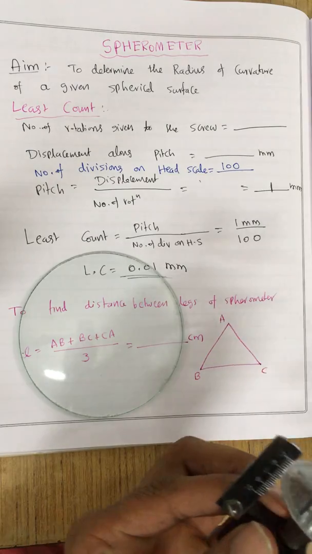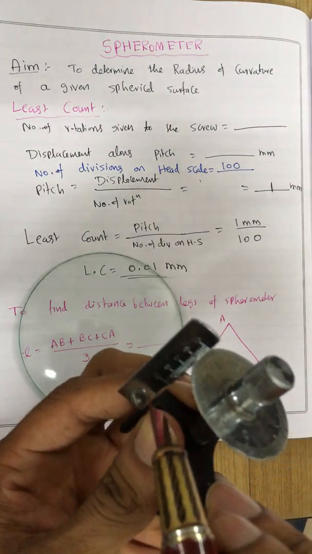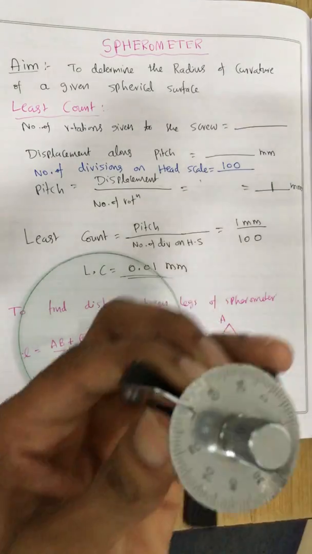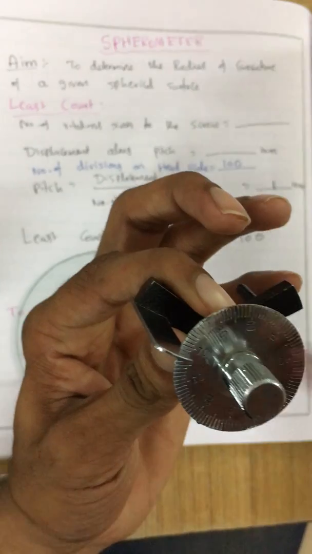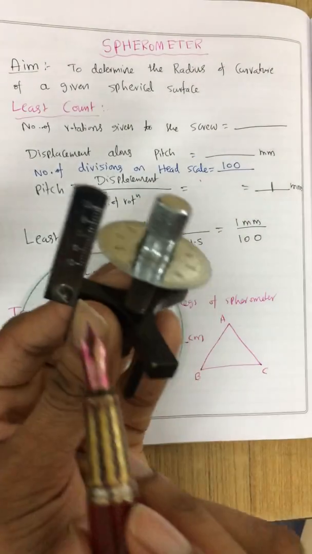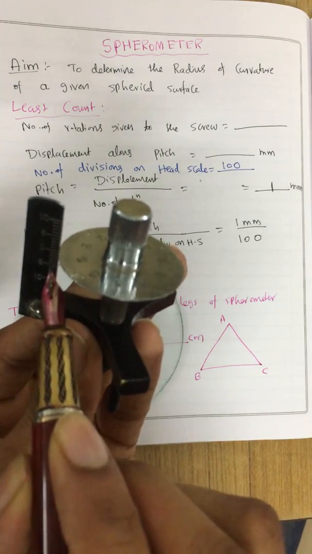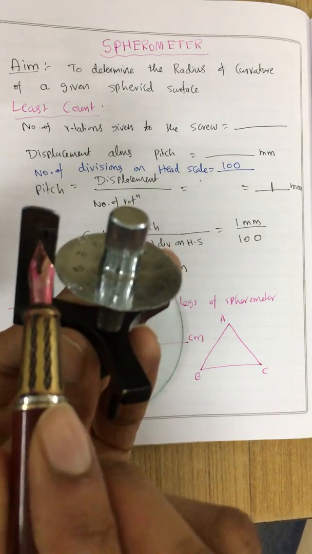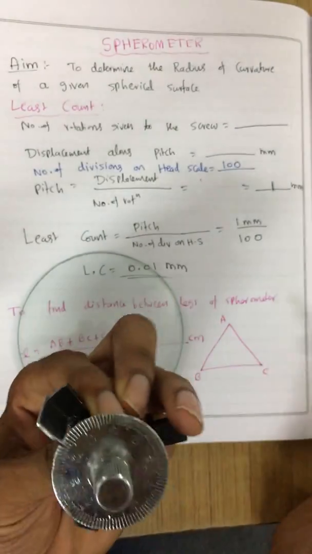Here we have two scales. This is called the pitch scale. The vertical scale is actually the pitch scale. And we have one scale called the circular scale. Sometimes we refer to it as the head scale as well. The pitch scale is in millimeters: 0, 1, 2, 3, 4, 5, 10 millimeter, 15, 20. And in the head scale, there are totally 100 divisions.